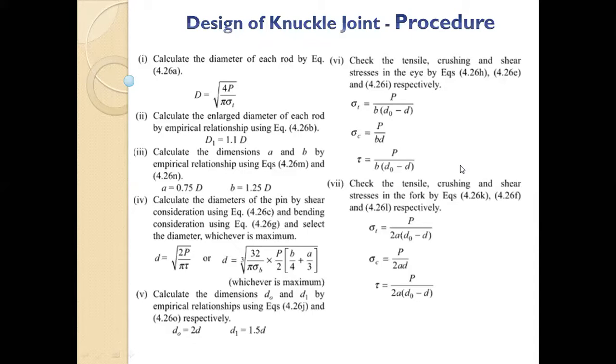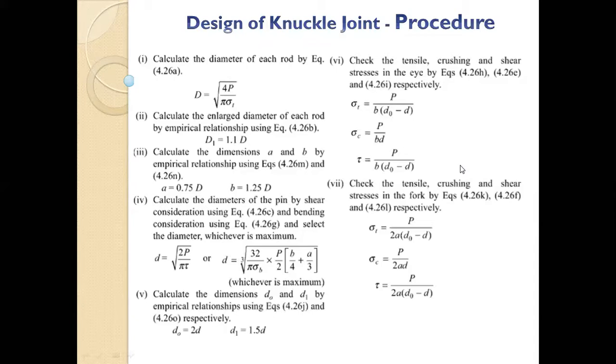Now we have to find out small d, D0, and D1, right? So small d, as we discussed, the knuckle pin will fail because of bending or shear, right? So for bending, we use this equation: d is equal to root of 32 upon pi sigma B into P by 2 multiplied by B by 4 plus A by 3. So using this equation, we will try to find out diameter by the failure of the pin in bending, and the pin might also fail in shear, and we use the formula d is equal to root of 2P upon pi tau.